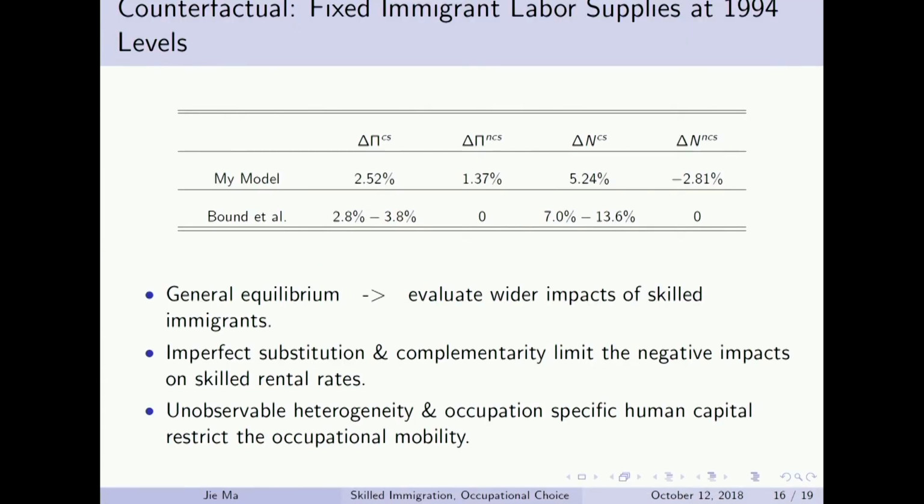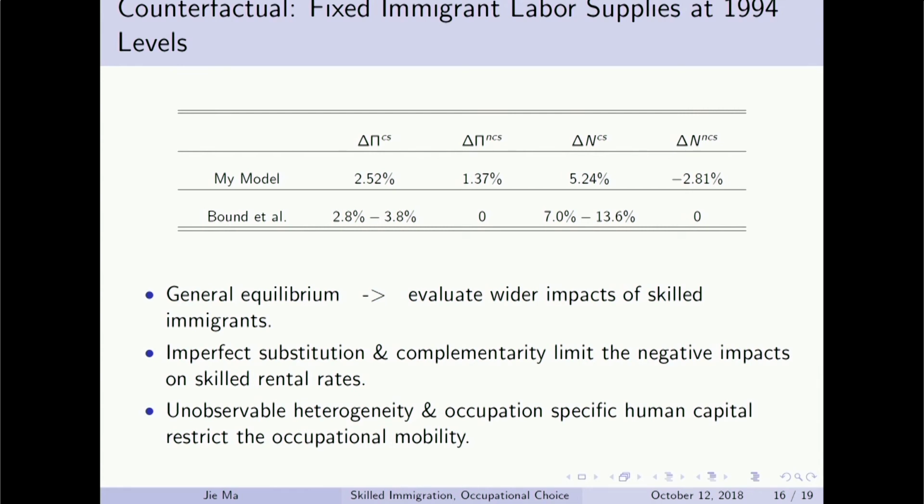With this estimated model, I can actually do a lot of simulations to answer some interesting questions. The first question I want to answer is, how large exactly is the impact of a large inflow of skilled immigrants into the United States? What I did here is I restricted the number of computer scientists that enter the United States to its 1994 level and looked at how that changes the wage and the employment choice of domestic workers. I only restricted the number of computer scientists because I want to compare it with the Bound paper, whose paper only focused on the computer scientist sector.